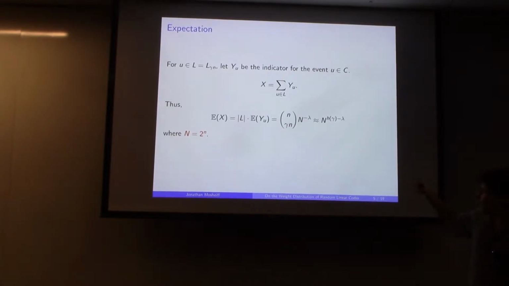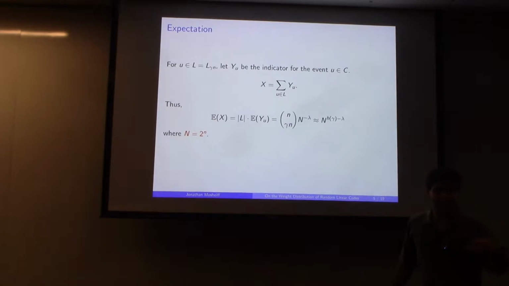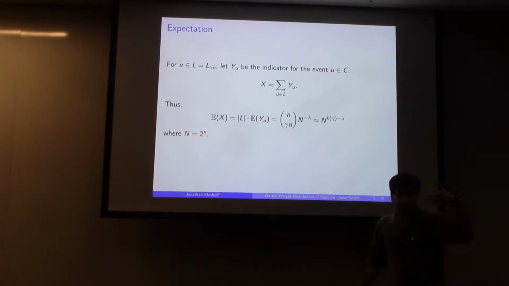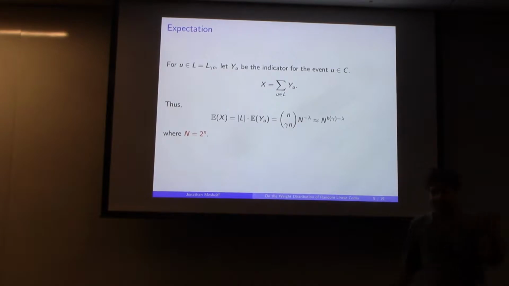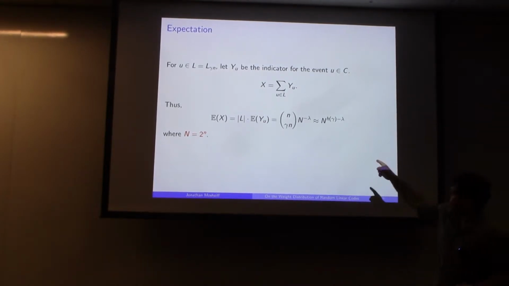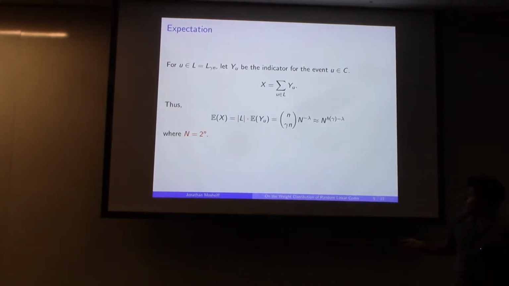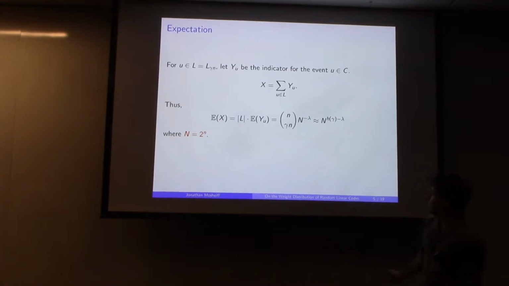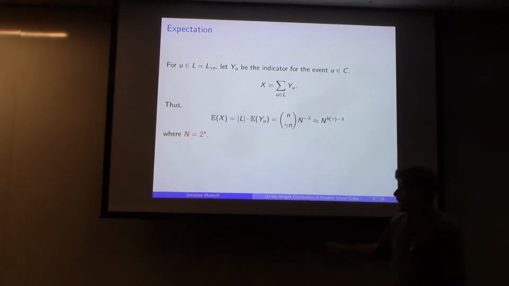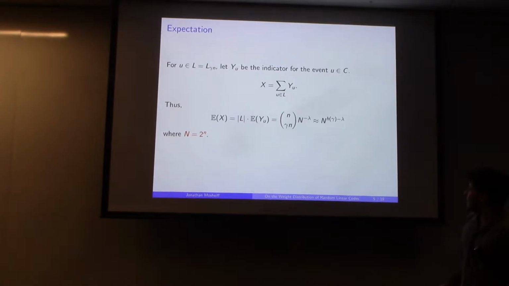And then the expectation is just, we know what's the probability that a certain u belongs to the code. Because every vector of the hypercube, except for the 0 vector, has the same probability of belonging to the code, and that probability is exactly 2 to the minus lambda n. So just to make the notation easier, we're going to set big N to be 2 to the n, and then the probability that a certain vector belongs to the code is big N to the minus lambda. And then we get this expectation of x, which is N to the H of gamma minus lambda.